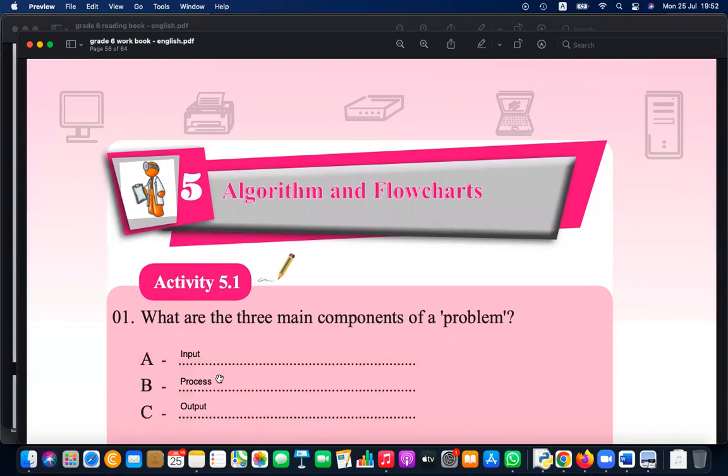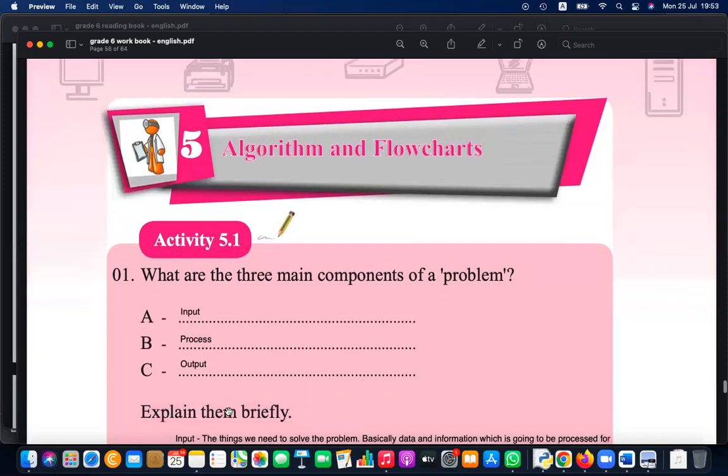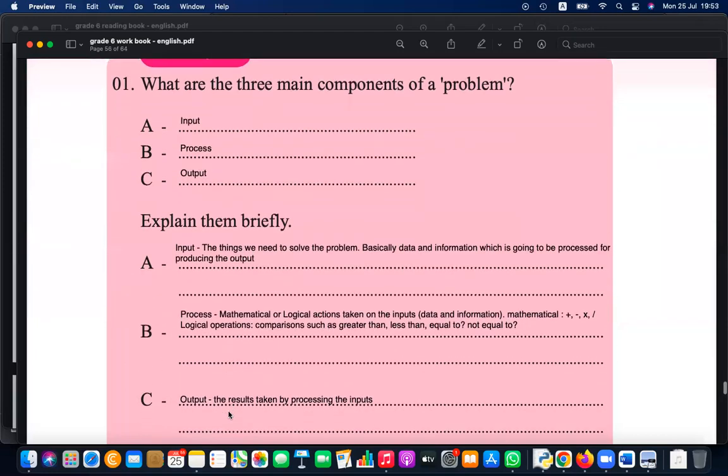So what is input? Things that are used to solve a problem, things that we take into the system to solve the problem. Process is the steps taken to solve the problem, which you can describe as mathematical and logical activities like addition, division, subtraction. Output is the results obtained after solving a problem. So let's write this down very quickly.